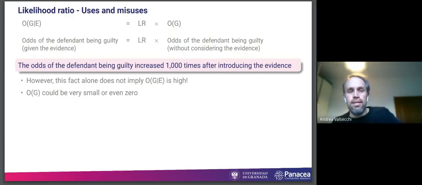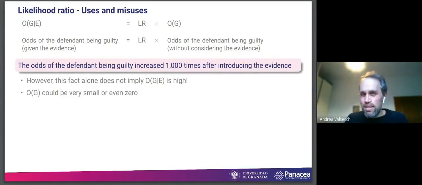Okay, this is the complete interpretation. We should not read more into it. In particular, one can think that given that we are multiplying a number by 1,000, this number is going to be high. But this is not the case because we don't know how big the odds of the defendant being guilty without considering the evidence are. This number could be very, very small or even zero. So we cannot talk about the result of an operation by just knowing one of the factors, right?